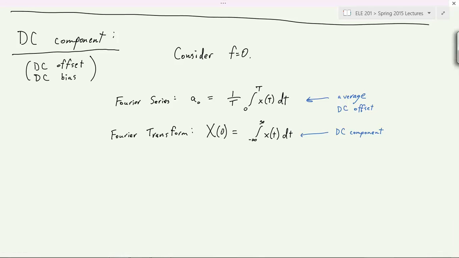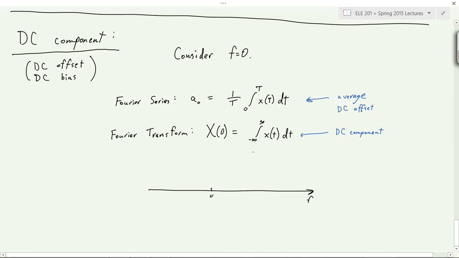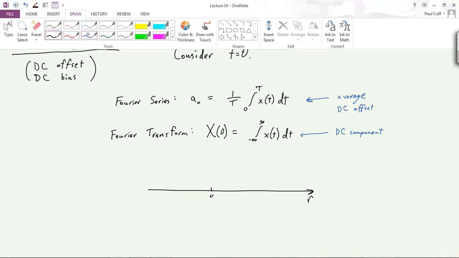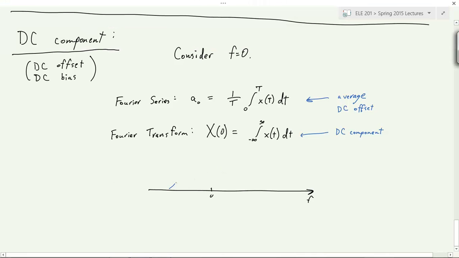Just to illustrate what we're talking about here, we have a Fourier transform that's a function that has values for all f, and maybe it looks something like this. And we're just saying that the value of this Fourier transform at 0, there's x at 0. What is the meaning of that? The meaning of that is that's the integral of x.